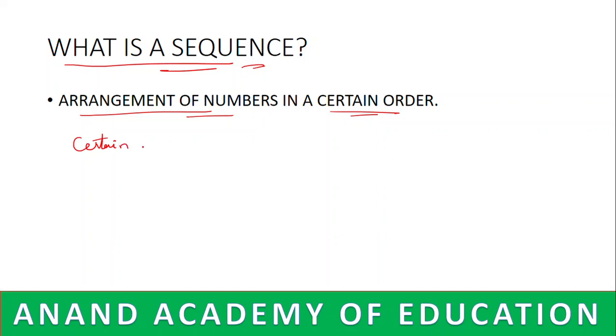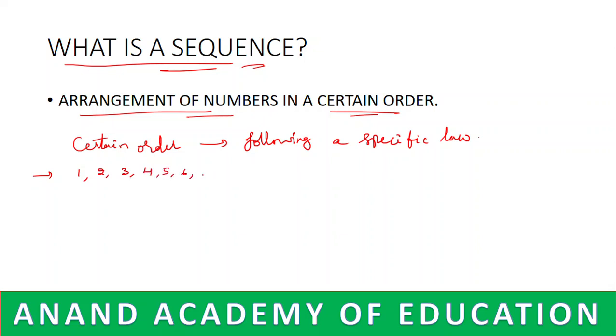What does certain order mean? Certain order means an arrangement of numbers following a specific law. Let us take an example to make you understand better. So let us take 1, 2, 3, 4, 5, 6, 7, 8, 9 and 10.